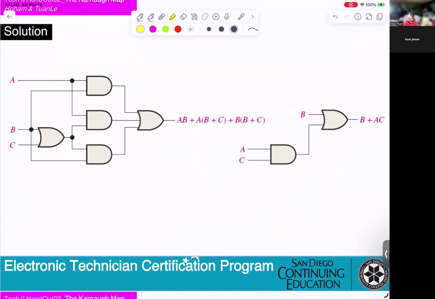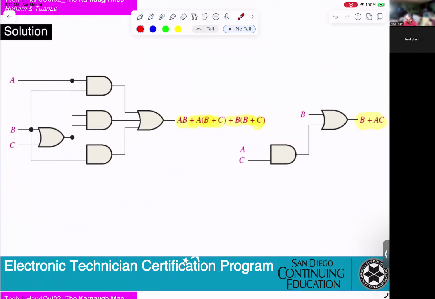Same thing for this circuitry. Okay? You can say Y equals A, B, or A, and B or C, or B and B or C. Okay? And after they simplify it, that will be equal to B or A, C.